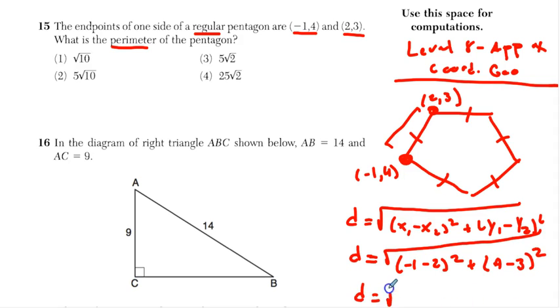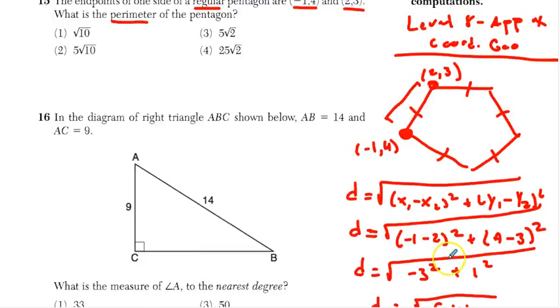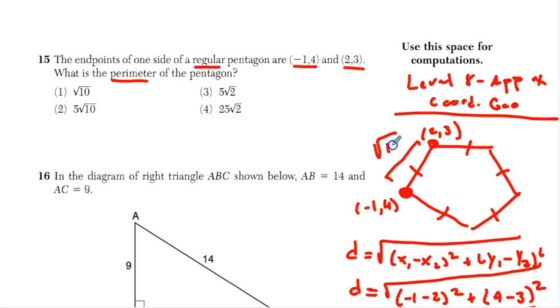All right, so our distance is going to be equal to the square root of -3 squared plus 1 squared. That's going to be the square root of 9 plus 1, positive 9, because whenever you square a number, you get a positive number. So the distance is equal to the square root of 10. All right, so the length of our one side is the square root of 10. Now, that means each side has a square root of 10 side length.